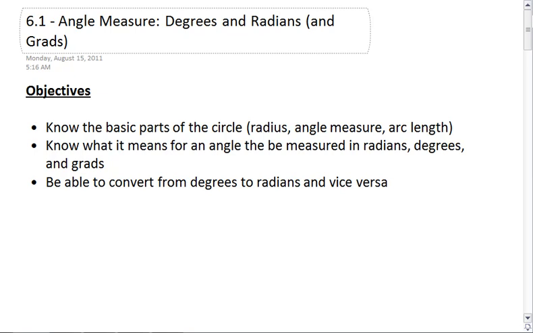Section 6.1, angle measure, degrees, and radians, and we'll also look at grads. The objectives for this section are that you know the basic parts of the circle, including radius, angle measure, and arc length, that you know what it means for an angle to be measured in radians, degrees, and grads, and be able to convert from degrees to radians and vice versa.